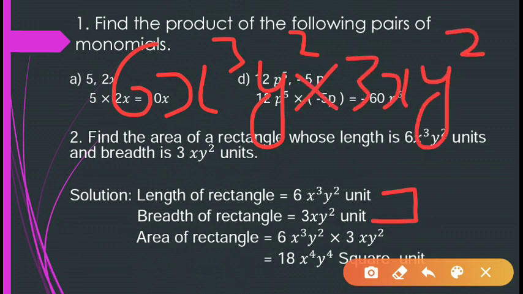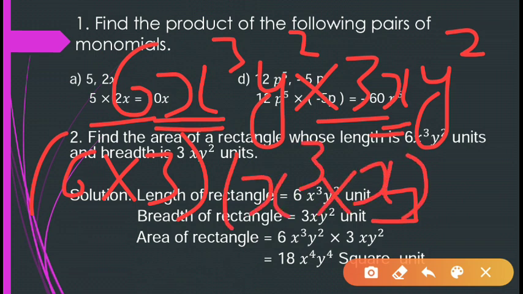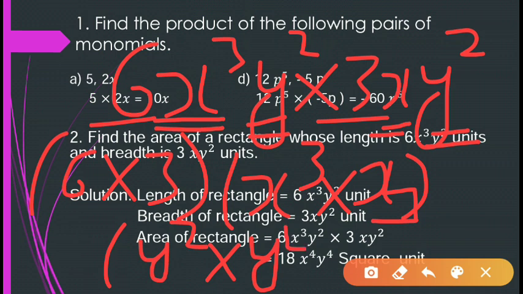First of all, write the constant terms together. Constants are 6 and 3. Write 6 and 3 together, and then x cube and x together. And then what remains? Y square and y square. You can also write them together, y square into y square. Now multiply one by one.